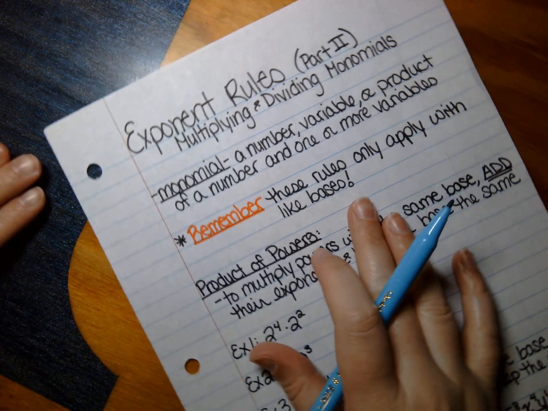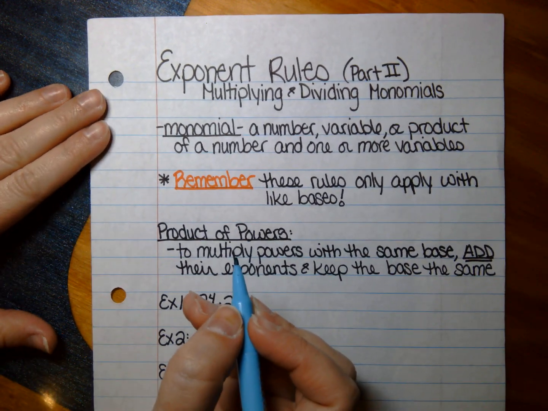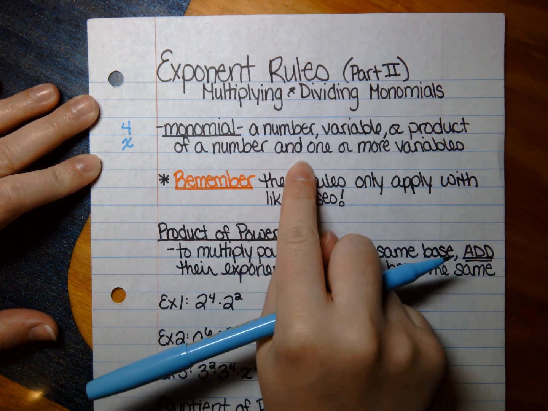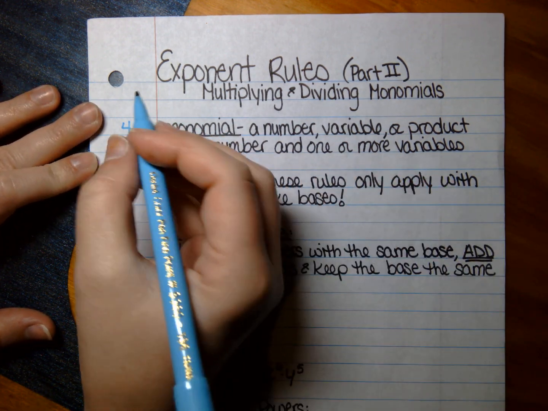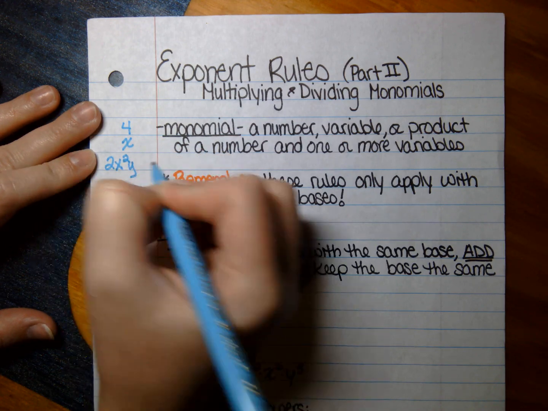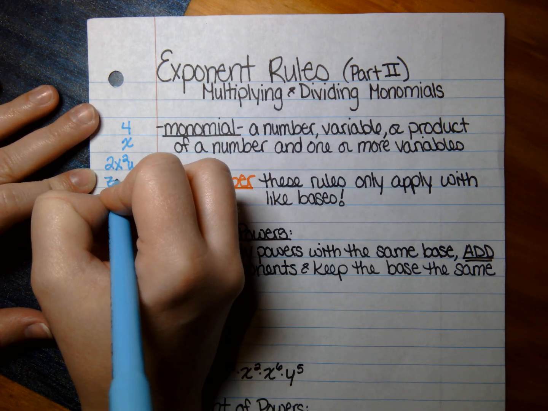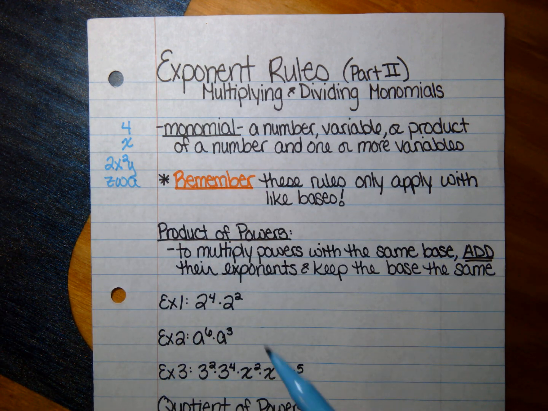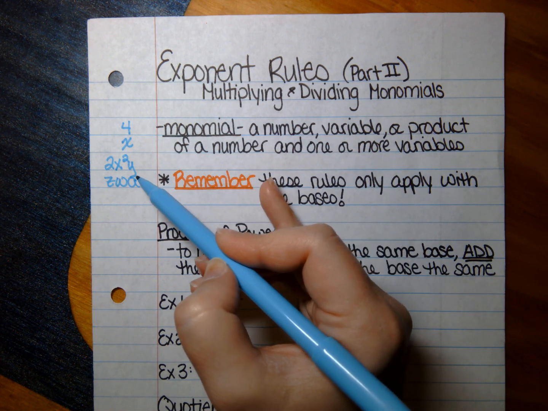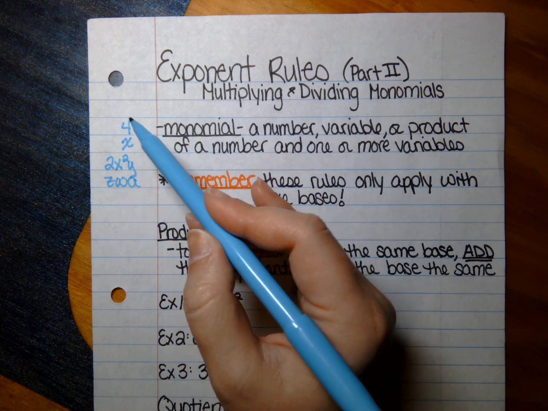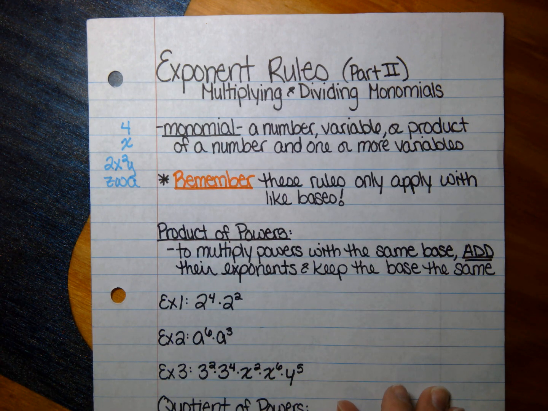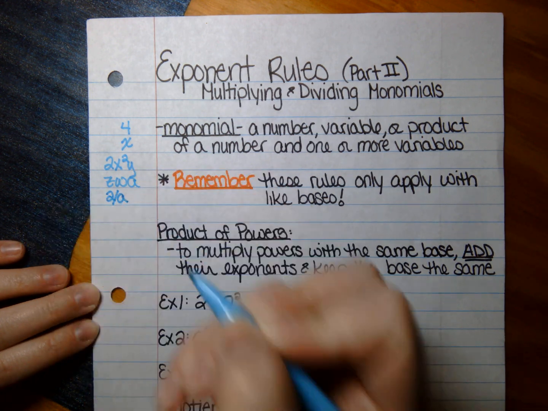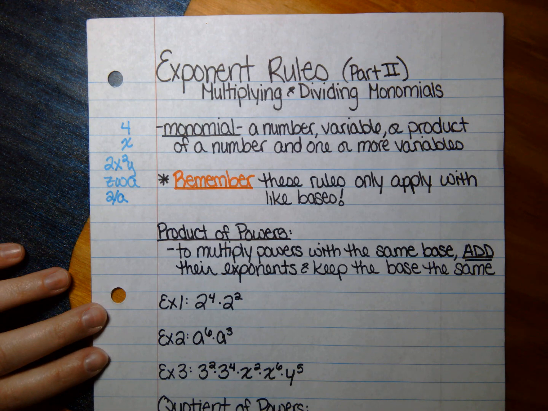So examples of monomials: if you have a number, so 4; if you had a variable, x; or you have a number and one or more variables, so 2x squared y, or zwa, however you want to phrase it. All of these are considered monomials because they're multiples of each other. It also includes fractions. So if I have 2a, that would still be an example of a monomial.